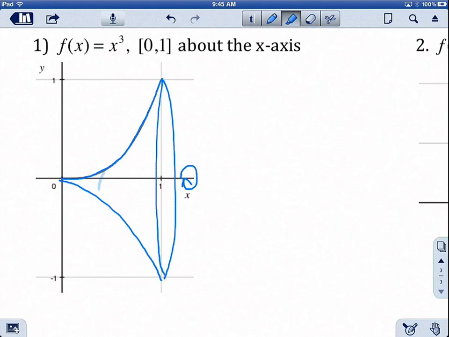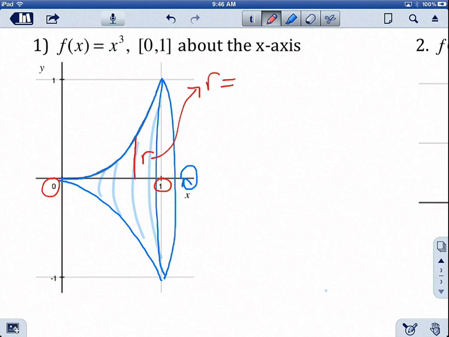Here's our shape. And you can see the surface that we're looking for. And the only thing we need to find here is going to be our radius and our limits of integration. So here, our radius is just going to be, well, this length from here to here. And since we're going around the x-axis, our radius is just going to be f of x, which is x cubed.